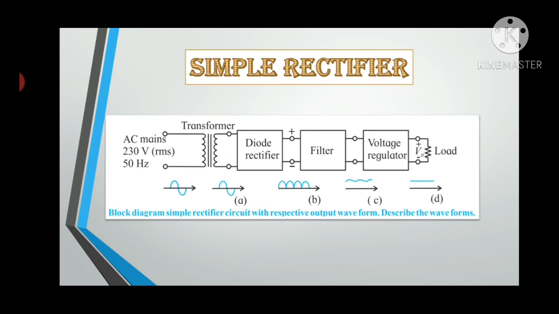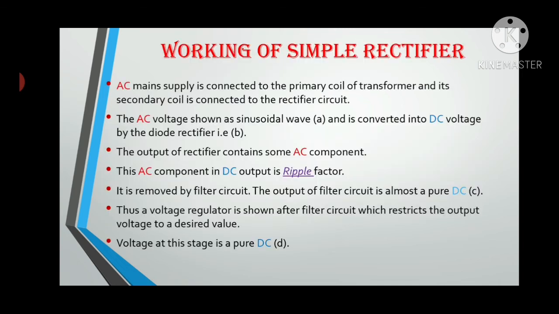After connecting the filter, we get almost pure DC voltage, but it still has some component of AC in it. Therefore we are using a voltage regulator. After using a voltage regulator, we will get a pure DC voltage. Now let us see the working of this in a short way. Remembering the diagram we have seen before, the AC supply is connected to the primary coil of the transformer, and its secondary coil is connected to the rectifier, as seen in this diagram.